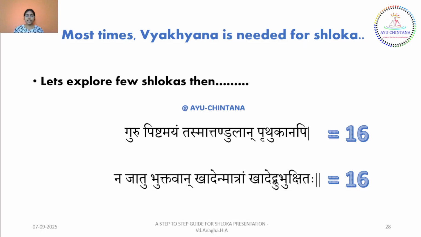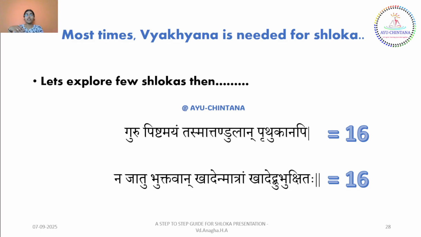This shloka, that is, Guru Pishtamayam Tasma Tandulan Pruthakanapi Najatu Bhuktavan Kaden Matram Khaded Bubukshitaha. As I said earlier, this has exactly the same number of letters in the first line and the second line. That is, the total number of letters is 16. Okay. So a shloka will have two lines. The first line ends with a single danda, the second line ends with a double danda. Each will have 16 letters for this example.